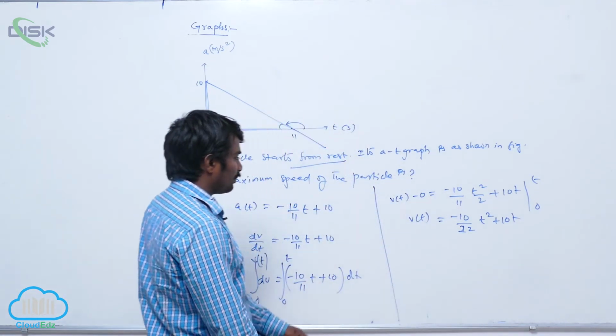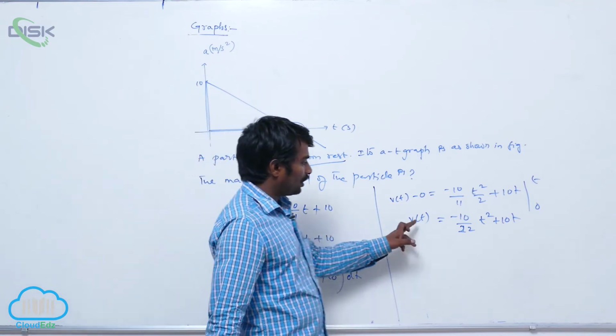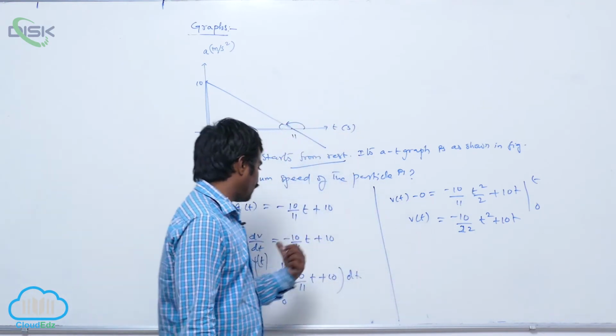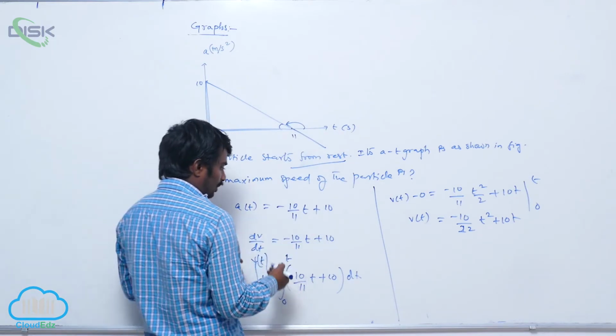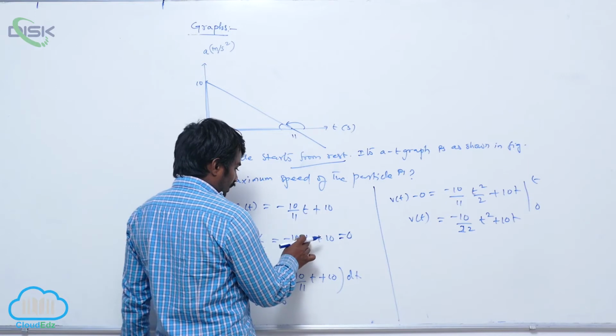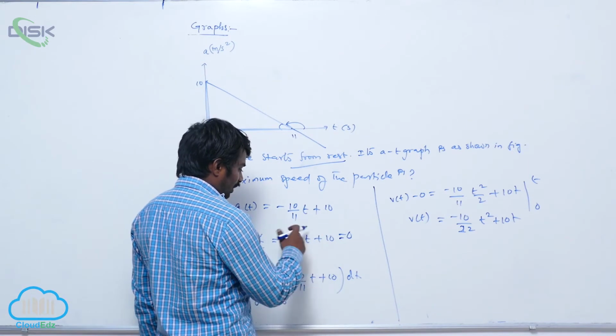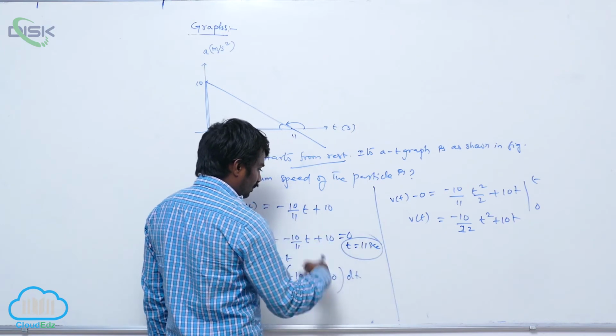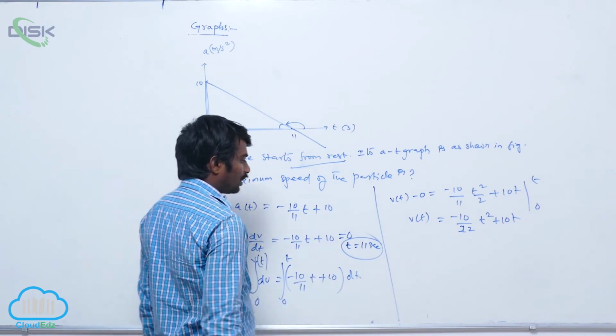Now one very simple thing. If V of t is maximum, its differentiation is 0, and its differentiation we already got. So let us make it 0. What are you going to get? 10 t by 11 is equal to 10, 10 cancels, t equal to 11 seconds. So at t equal to 11 seconds, velocity will be maximum.